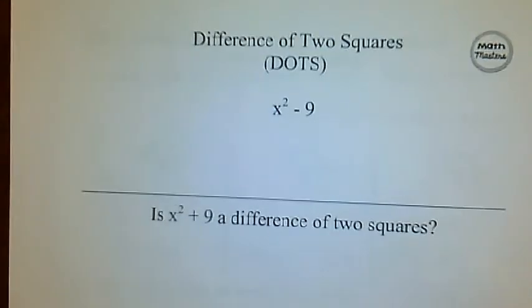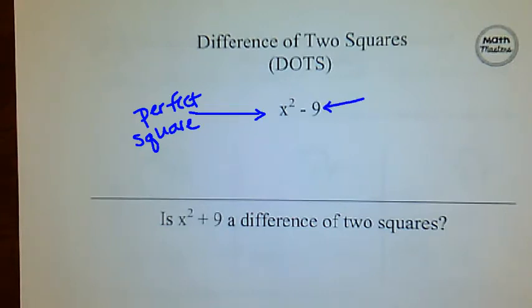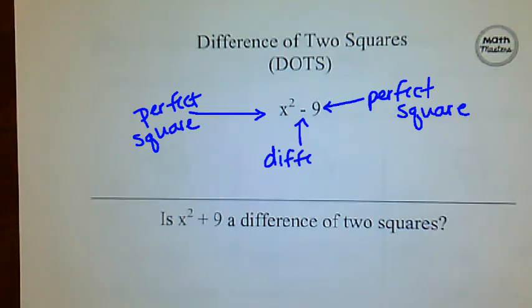So the difference of two squares, again, we call that DOTS. When you do this, what we have to double check is this must be a perfect square, so you have to have an even exponent. This has to be a perfect square. And lastly, we must have a difference, which is subtraction.